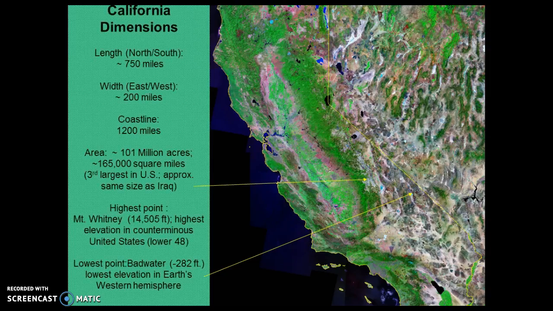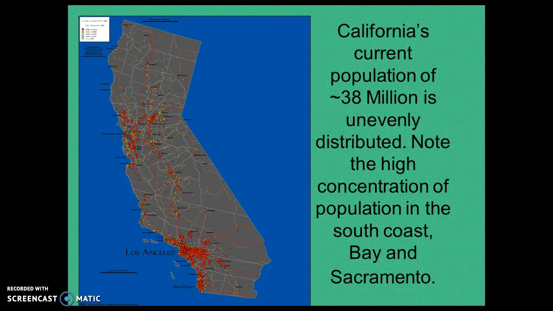Okay, California's dimensions. So one of the things that we can do in describing California is to look at its overall dimensions, and these aren't things that I'm going to look for particular numbers on, but this range of elevation from 14,000 feet to 200 feet below sea level is a useful bit of information, a 1,200-mile coastline, and of course also a population of 38 million people. Remember, of course, that population is very unevenly distributed.